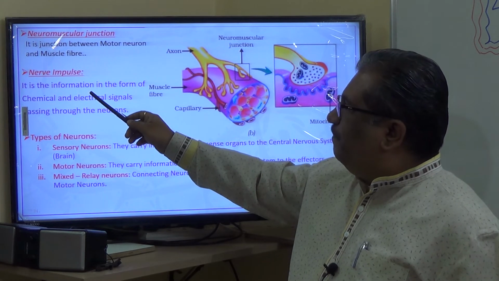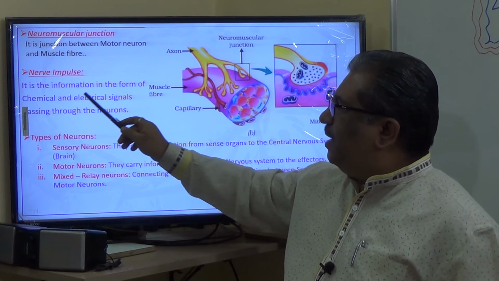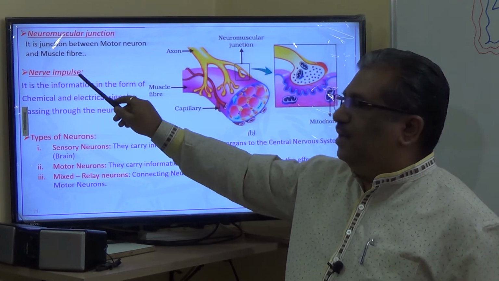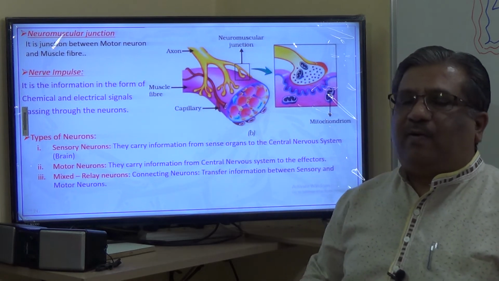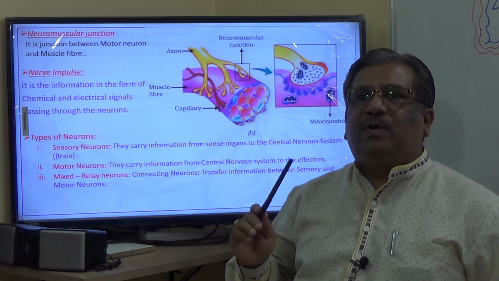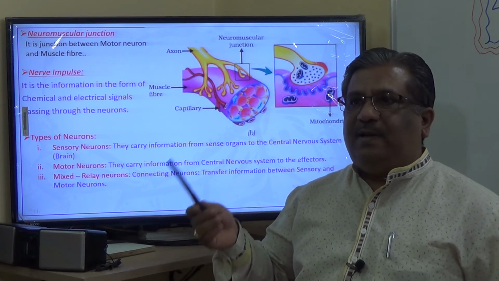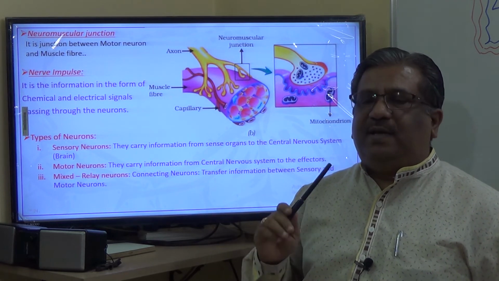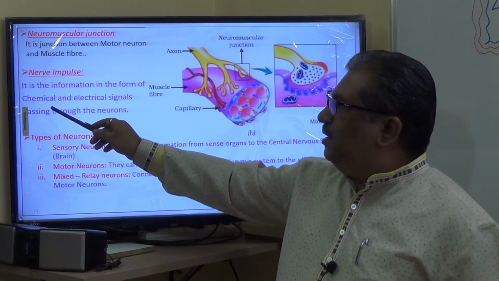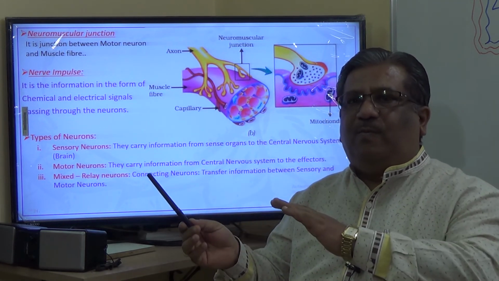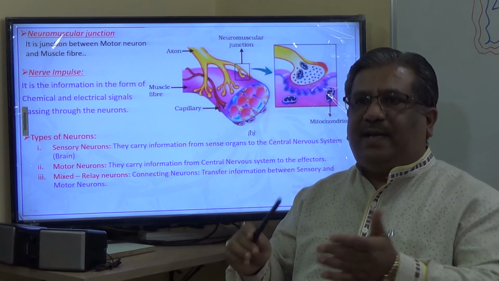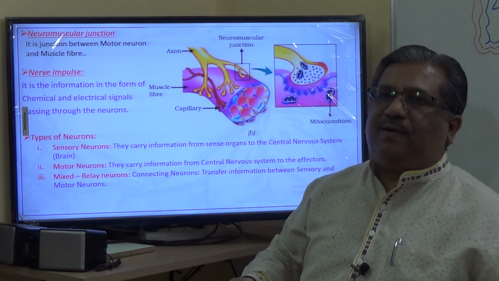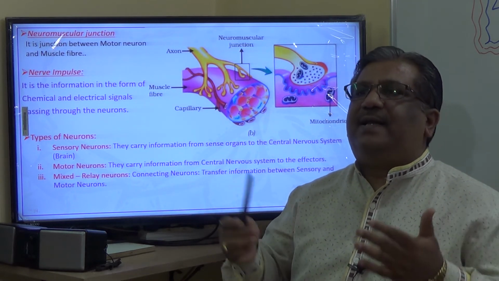The information in the form of chemical and electrical signals passing through the neurons is called a nerve impulse. You cannot say that a nerve impulse is only an electrical impulse. Definitely the transmission of the signals is in the form of electrical impulses, but here the conversion from one signal to another, electrical to chemical, is taking place, and therefore the nerve impulse is a combination of chemical, or I can say it is an electrochemical signal.